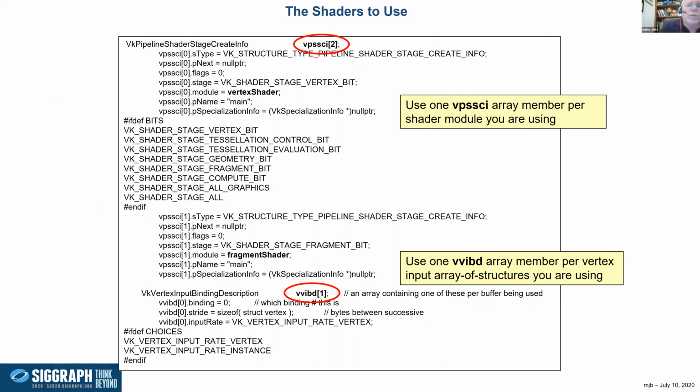So here we're creating the shader stages. In our case, we have two, a vertex shader and a fragment shader. And here's what we read in before and created. So here's where we tell the pipeline data structure about the shaders we're going to use. Here's where we're binding the vertex buffer.